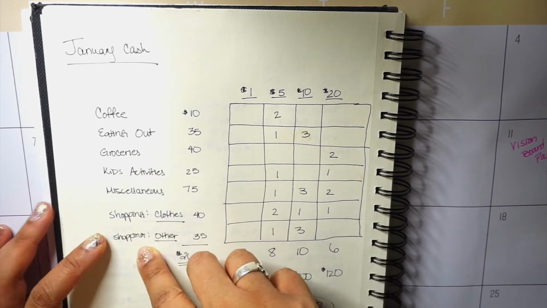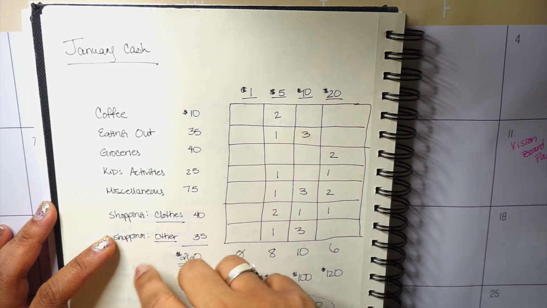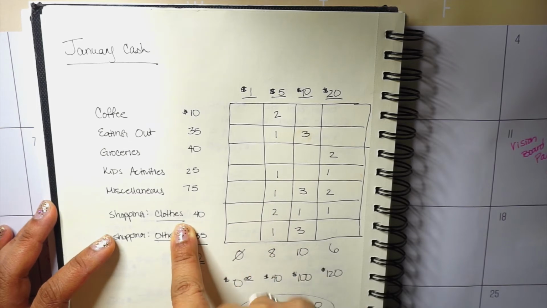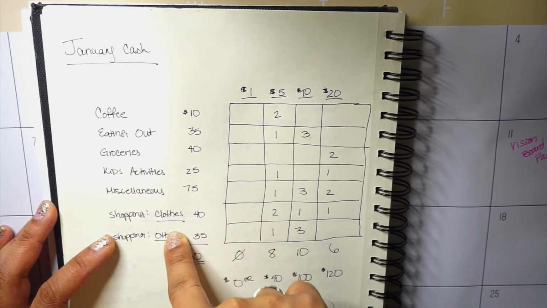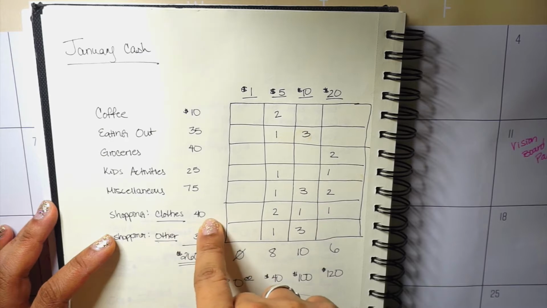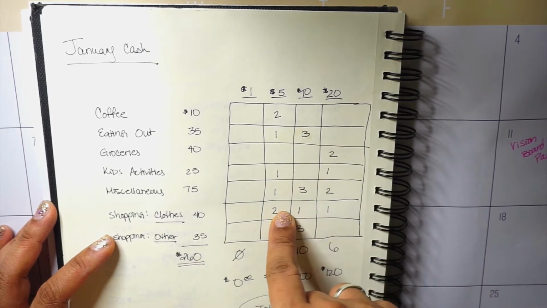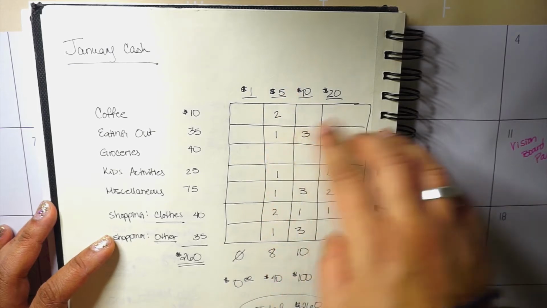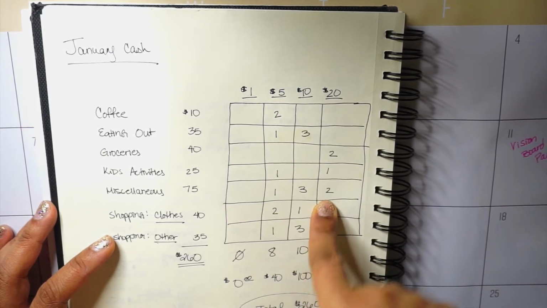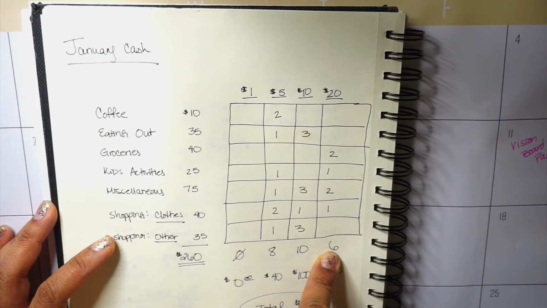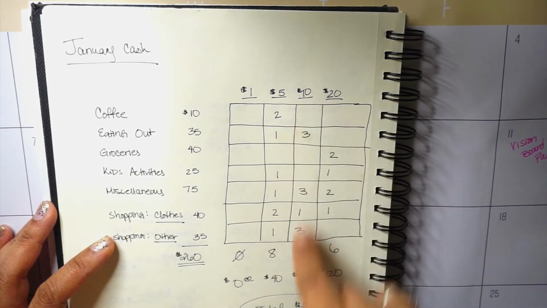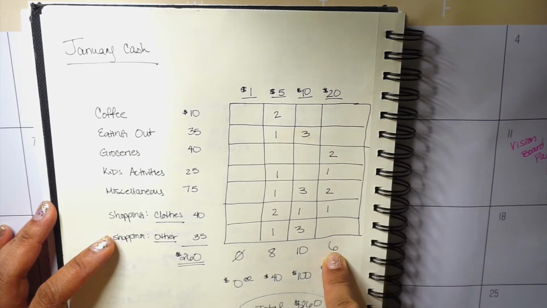And then shopping this month, I've decided to break out into clothes and other, because I want to see how much money I'm spending on clothes, because I feel like I'm spending a lot of money on clothes. So for clothes, I want 1 20, 1 10, 2 5s, and for other, I want 3 10s and 1 5. Once I have my table filled out, I total up the denominations. I don't want any singles. I want 8 5s, 10 10s, and 6 20s.